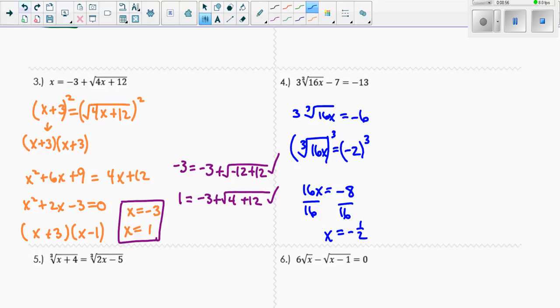Okay, oops, sorry, I don't want to assume that this answer is right. I'm going to check my answer. 3 times the cube root of 16 times negative 1/2, which is negative 8, minus 7, and I want to know if that equals negative 13. So the cube root of negative 8 is negative 2, times 3 is negative 6, and negative 6 minus 7 is negative 13. So this is a solution. Alright, let's try again.